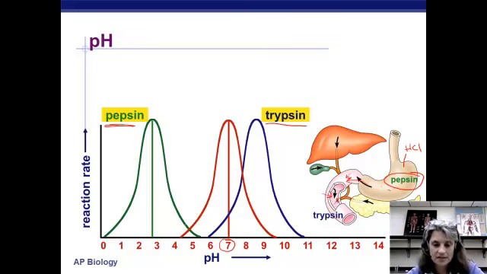And so trypsin is actually adapted to survive well, or survive. Please remember, enzymes are not living things. They are molecules, but to not be denatured in a higher pH than 7. Okay?